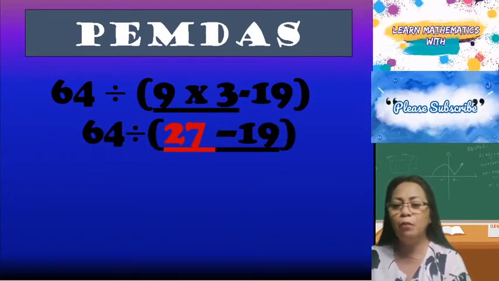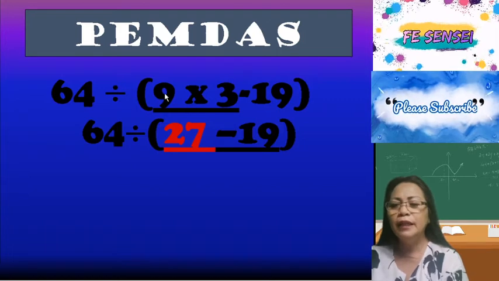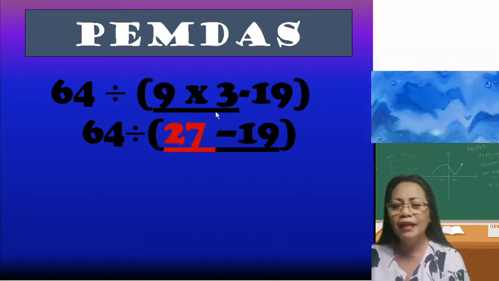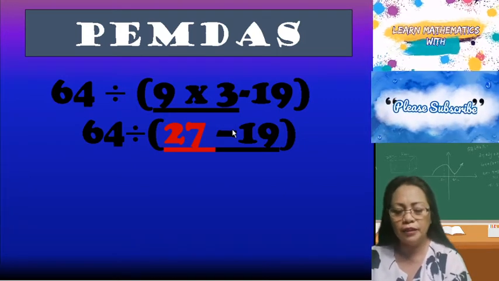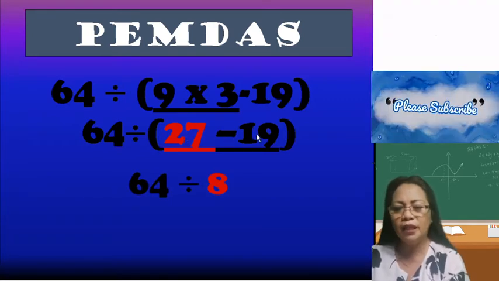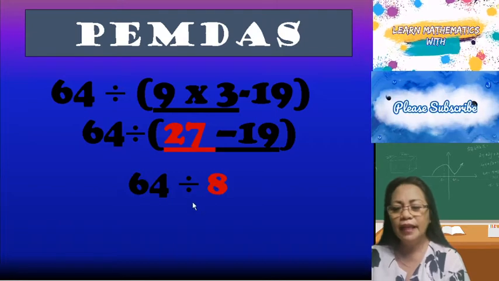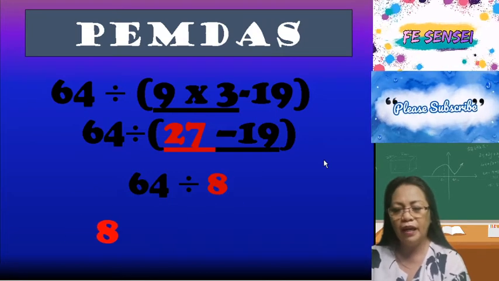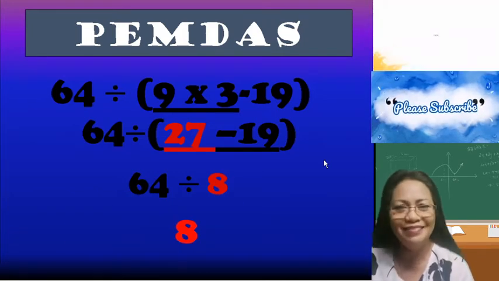Some more. 64 divided by open parenthesis 9 times 3 minus 19 close parenthesis. Perform the number inside the parenthesis first. 9 times 3 equals 27, minus 19. And 27 minus 19 equals 8. Then 64 divided by 8 is 8.